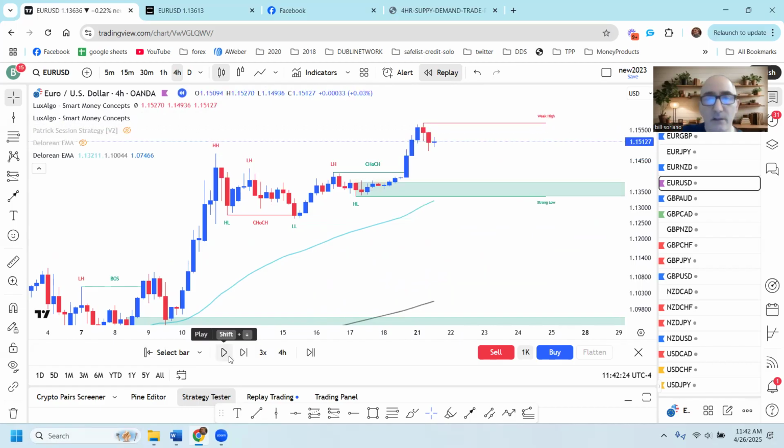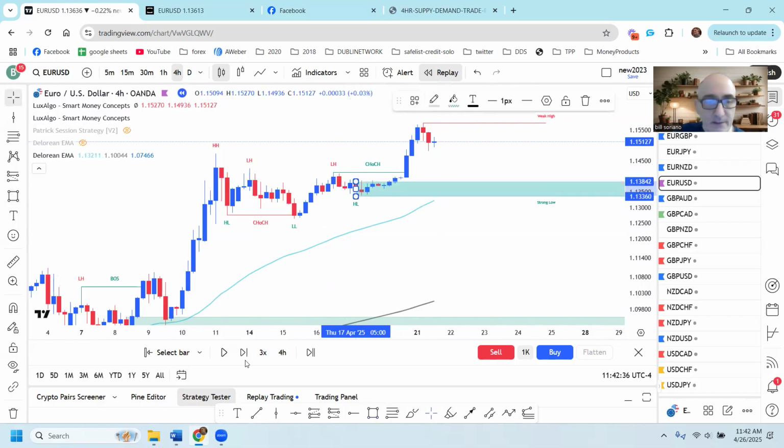Okay, so right there, as price makes that new high here, the indicator gives us this demand zone right here. So that was the demand zone, right? We set our alert right there, and then we wanted to wait for price to come back to that.